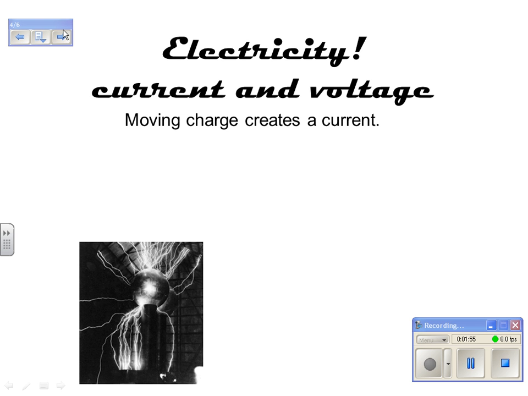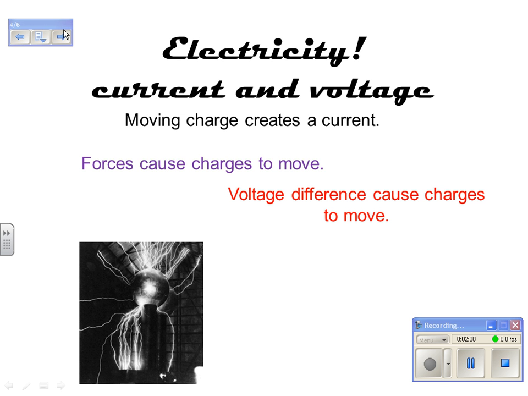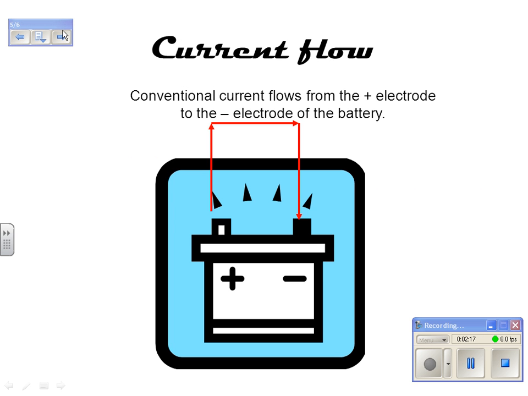The moving charges create a current. Same idea. Seen that a couple times. It's done because the forces cause the charge to move, and the voltage difference gives it energy. So kind of repeating things over and over again, but you get the idea that those things have to be there to get that current.